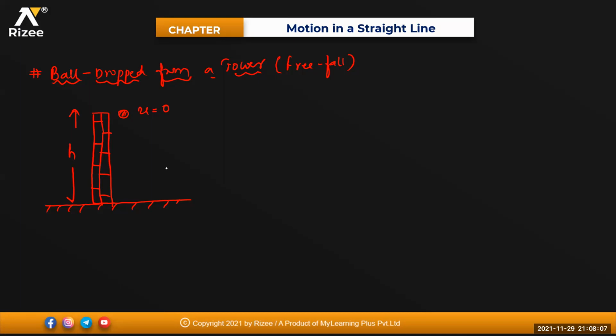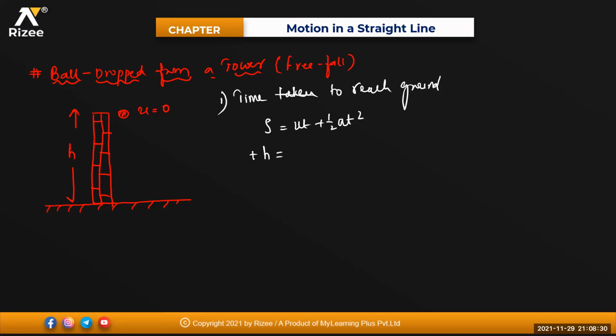Now, time taken to reach the ground. How do you calculate it? We can use the equation S equals U into T plus half into A into T square. S is nothing but equal to how much? H. Positive H, because you have the point of projection. I'm taking it as positive and down I'll be taking as negative.